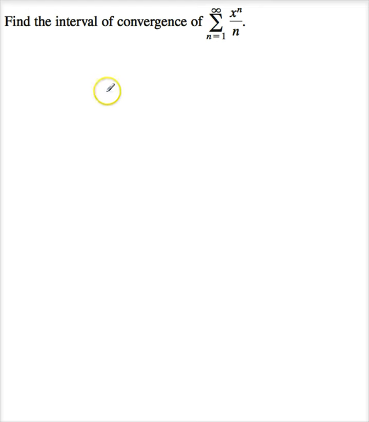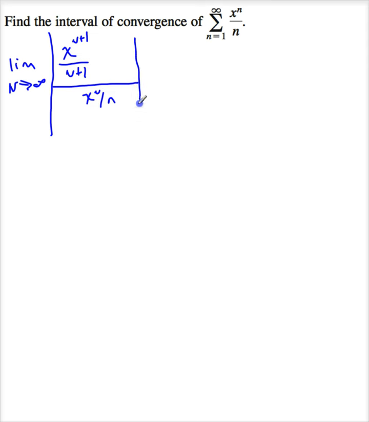Now let's find the interval of convergence for this series right here. So let's look at the limit as n approaches infinity of the absolute value. Now don't forget your absolute value signs. x to the n plus 1 divided by n plus 1, divided by x to the n divided by n. We can use the ratio test here. So this is the limit as n goes to infinity of x to the n plus 1 divided by n plus 1, and all I'm doing is rewriting my fraction here.